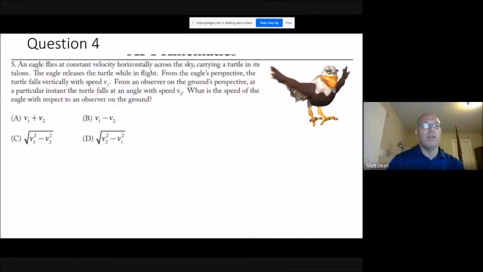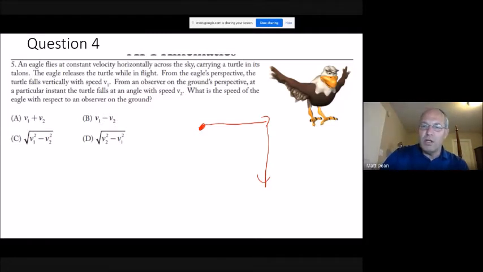All right, so here's one we've got to do some thinking about. An eagle flies at a constant velocity horizontally across the sky, carrying a turtle in its talons. The eagle releases the turtle while in flight. From the eagle's perspective, the turtle falls vertically with a speed of v1. So let's say here's the eagle. He's still moving this way. He drops the turtle. Well, the turtle's fallen, but the turtle also has the same horizontal velocity that the eagle had. So the turtle's falling like this. The eagle's flying like this.